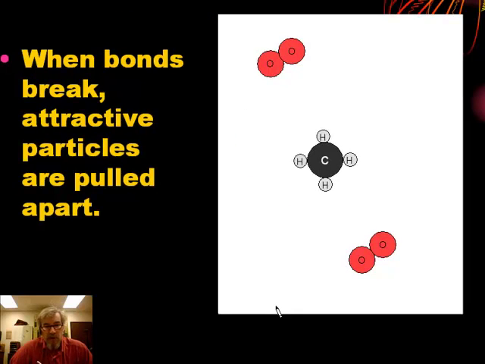Now, melting and vaporizing are physical changes, but the idea is also applicable to chemical reactions when there's actually a chemical change. The first thing that happens when chemical change takes place is the bonds between the atoms in the reactants break. When bonds break, attractive particles are pulled apart.